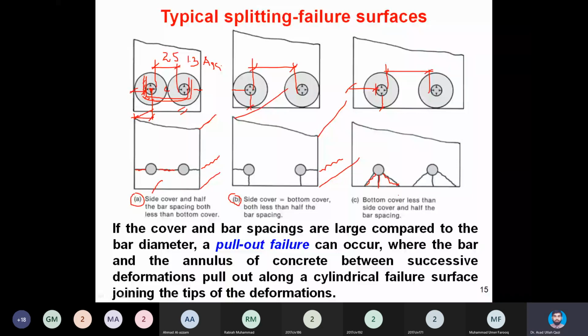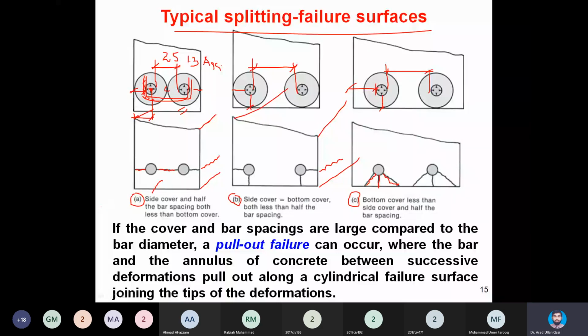And the first picture is called the side split failure mechanism. The second picture in some books you will find called the bottom split failure mechanism. Actually bottom and side both are splitting. And the third one is called the V-notch failure mechanism. All these are actually typical splitting failures due to insufficient edge, bottom, or clear gaps between the bars.